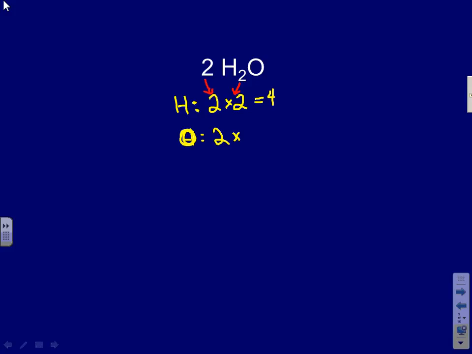Lucas? Yeah, because there's no number there. There's 1. 2 times 1. So how many O's are there in total? What's 2 times 1? 2. So in the end, there's 1 in each water, but because there's 2 waters, there's 2 O's in total.